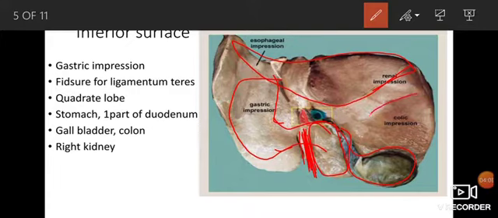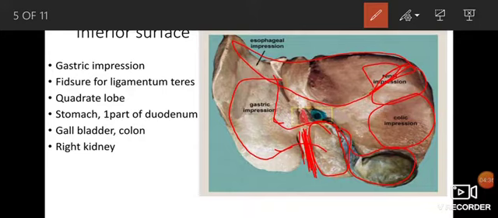Then this area is for the large intestine. So, here comes the hepatic flexure of the colon, colic impression. Then this area is for the right kidney. So, when the right kidney comes here, the upper part of the right kidney consists of the suprarenal gland that goes to the superior surface. So, that is related with the bare area of the liver.